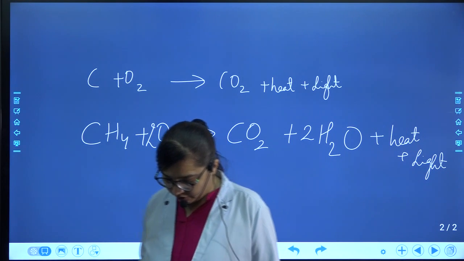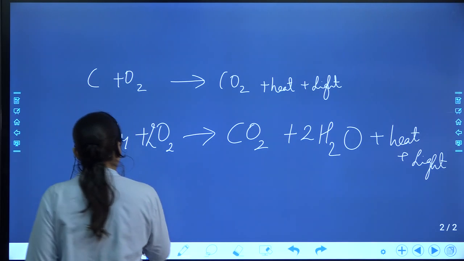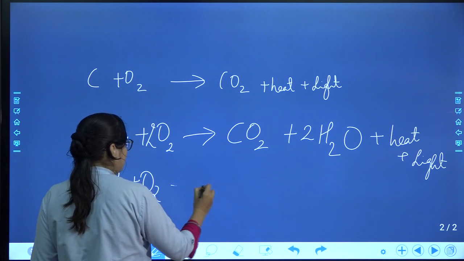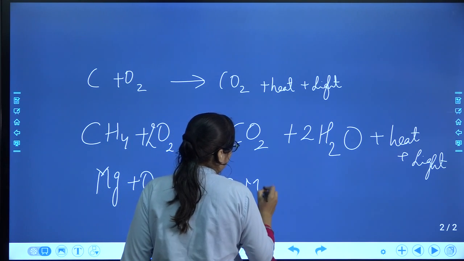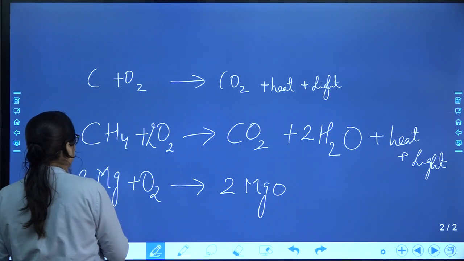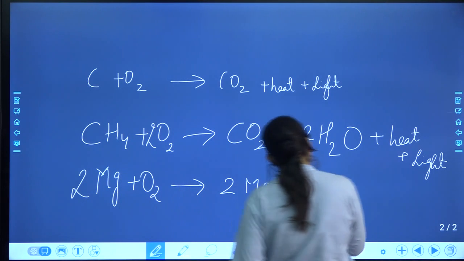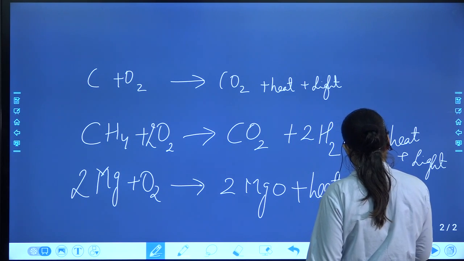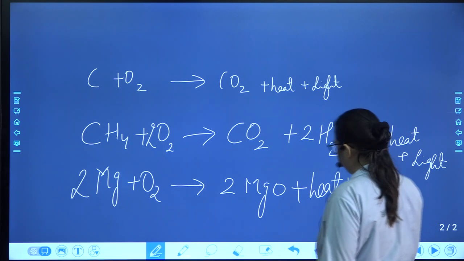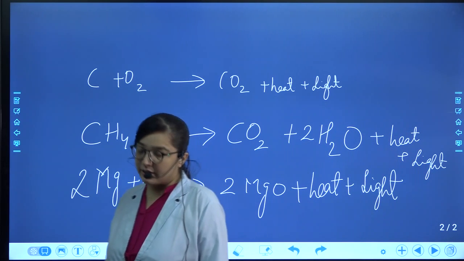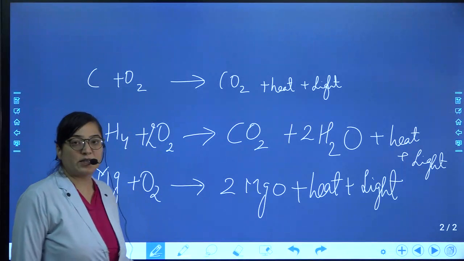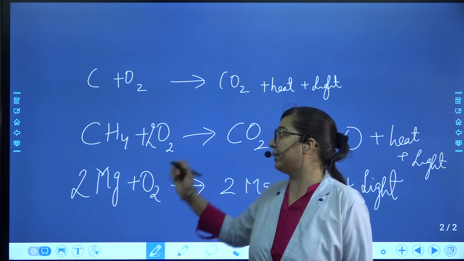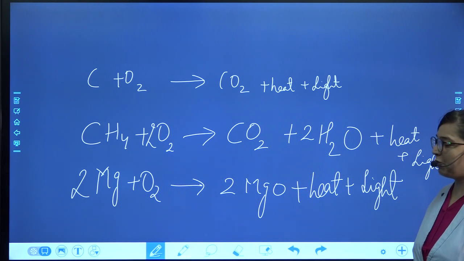Next is whenever magnesium is burning. Again, this we have done practically. When magnesium burns in the presence of oxygen, you get magnesium oxide, the white colored powder. It burns with a white dazzling flame, so it is also producing light. These are the examples, the main reactions involved in rapid combustion. Please note down these reactions, then we'll move further.